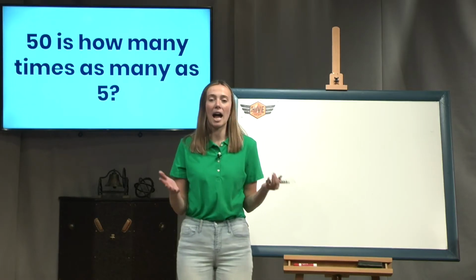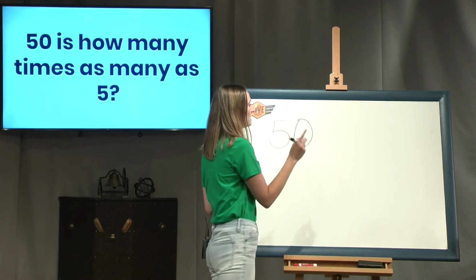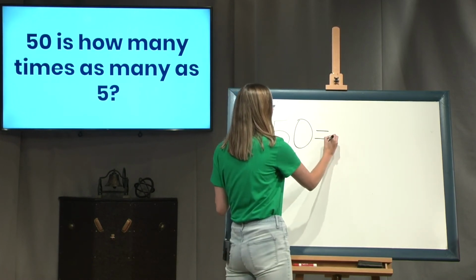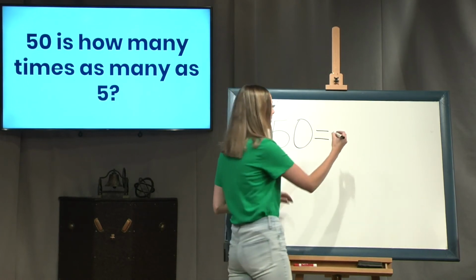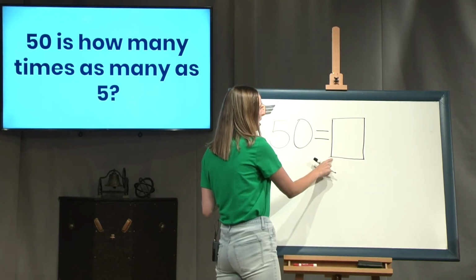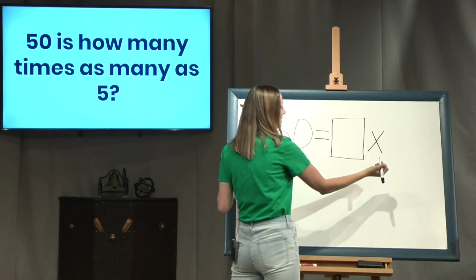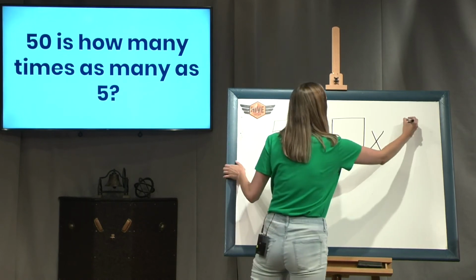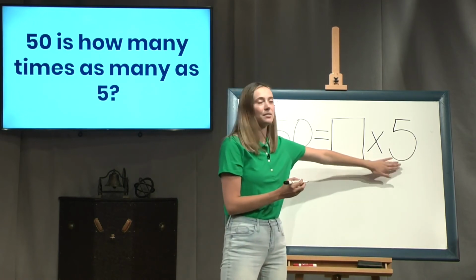Okay, so I wrote 50 because that's our first number. And I saw the "is," so I wrote an equal sign. Then I saw "how many times as many." So I knew we wanted to know how many. This is what we don't know. So I'm going to put a box there to represent that we don't know this. Times as many as, multiplication, as 5. So 50 equals what times 5?